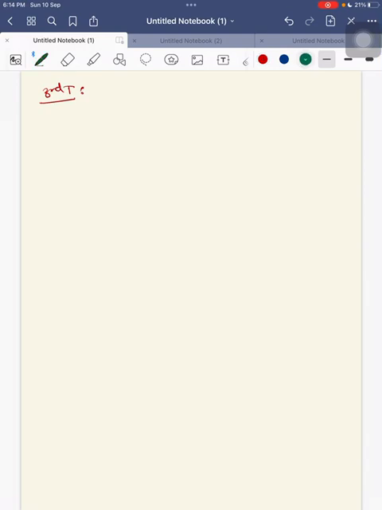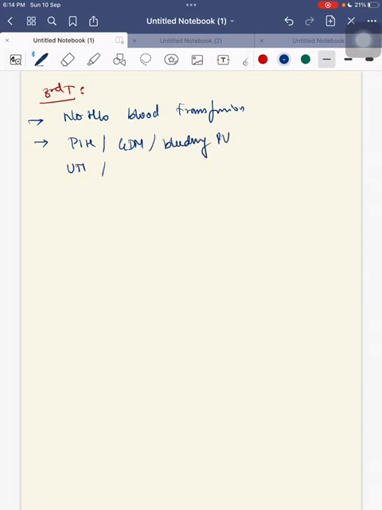In the third trimester, you will be asking the history of blood transfusion. Second, again PAH, GDM, bleeding per vaginum, UTI, fever, foul smelling liquor. Because foul smelling liquor and UTI can possibly lead to the child having neonatal sepsis. So you have to ask these questions. So this is about your antenatal period. Next is going on with the natal history.